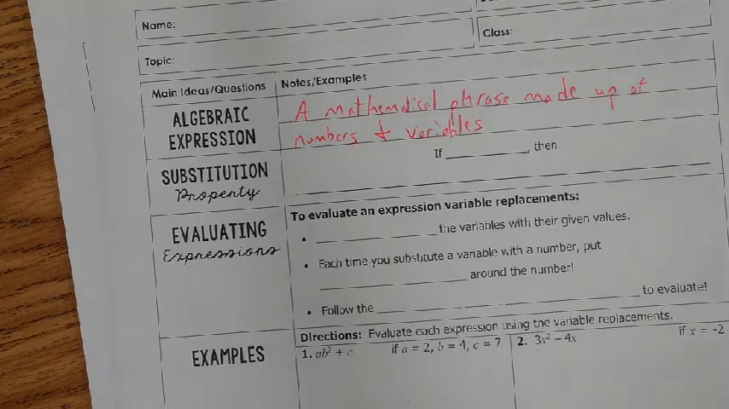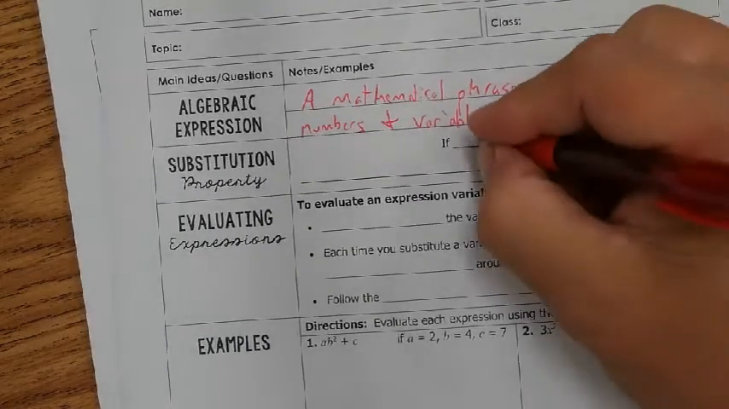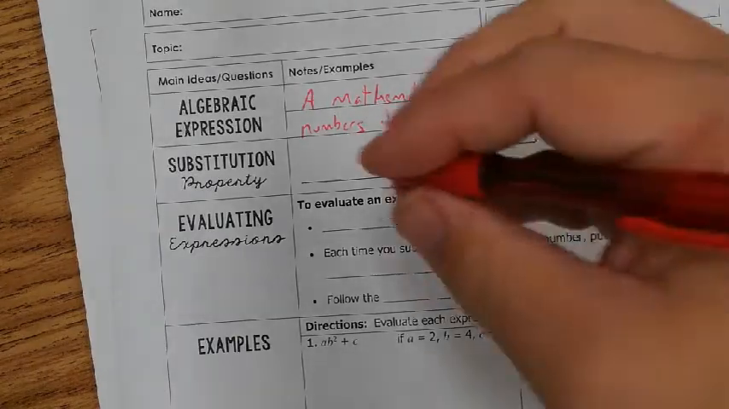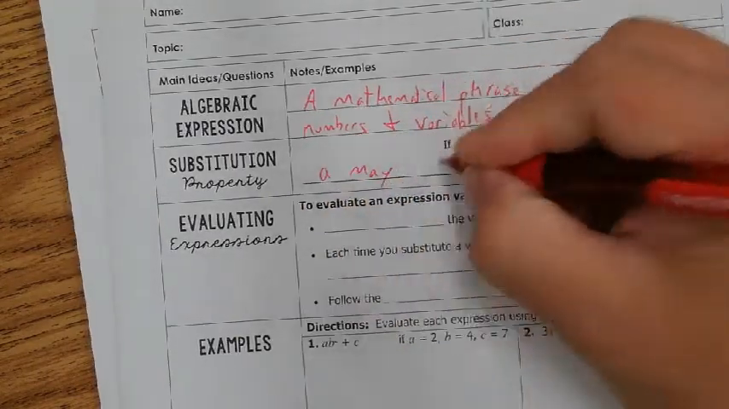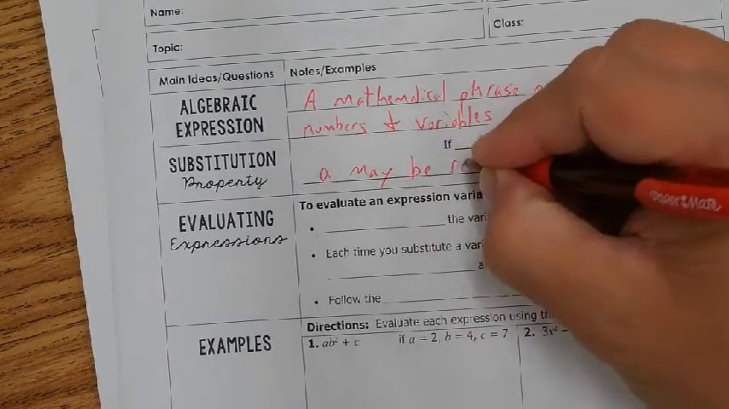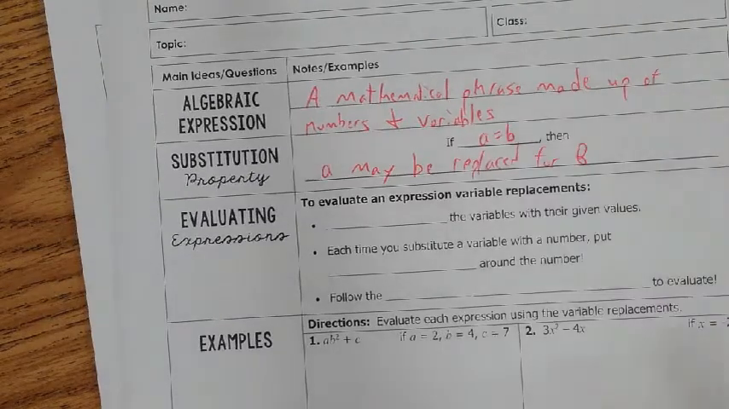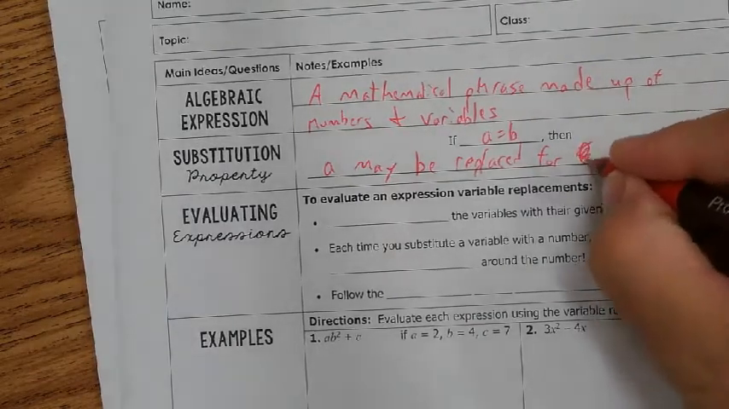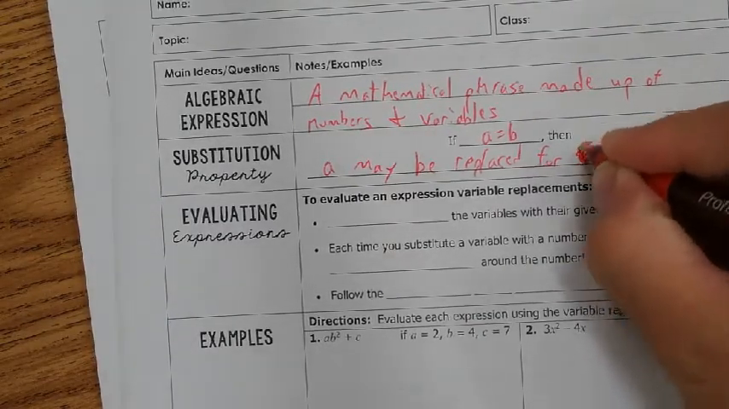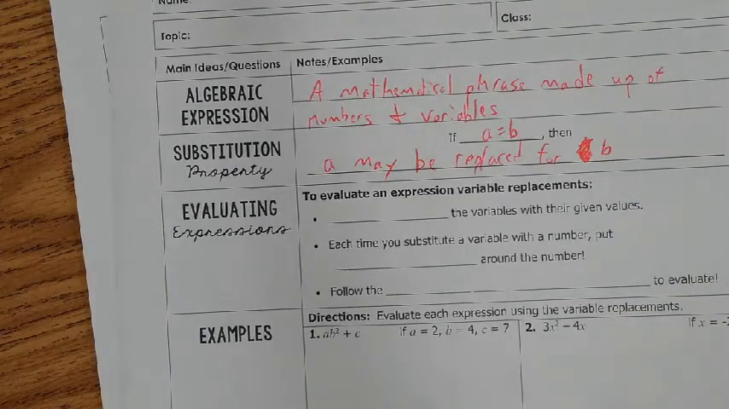And then substitution. You all have done some substitution before back in years past. That's like if A equals B, then A may be replaced for B. I don't know why I put a capital B. It's a lowercase, but same premise. Basically that's saying that if A equals 4, then you can put the number 4 in the spot for A.